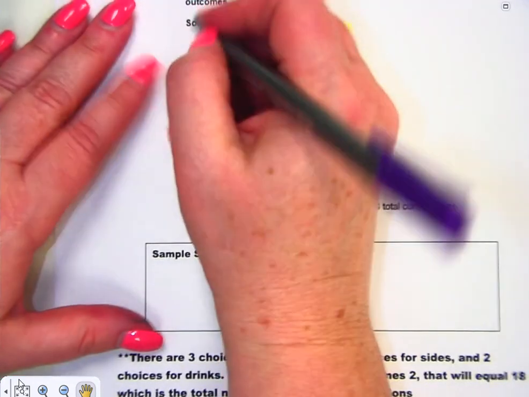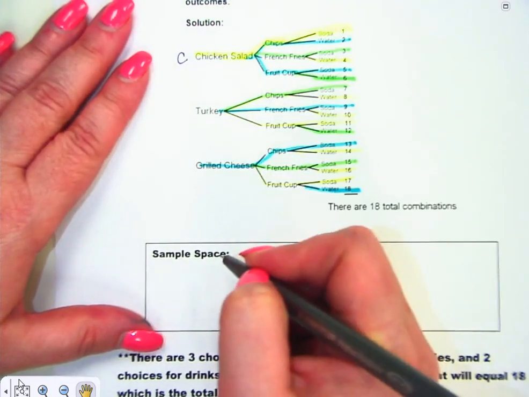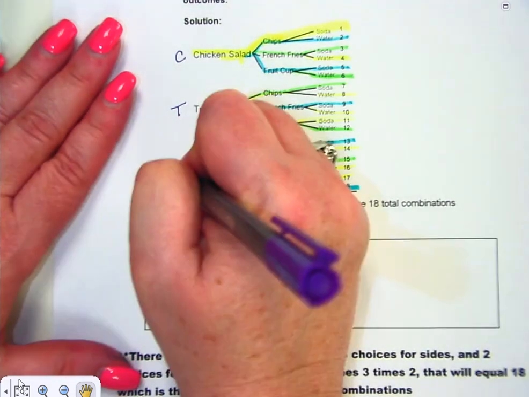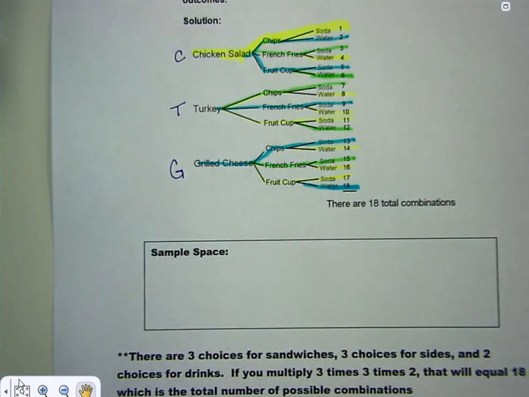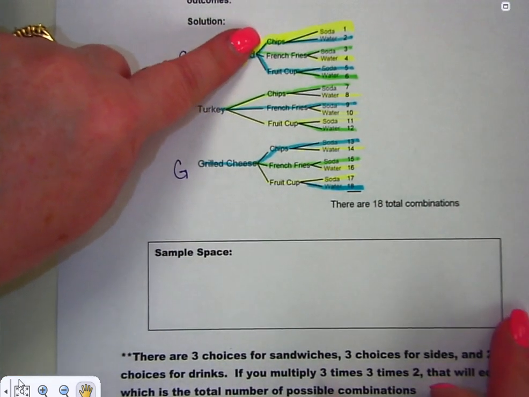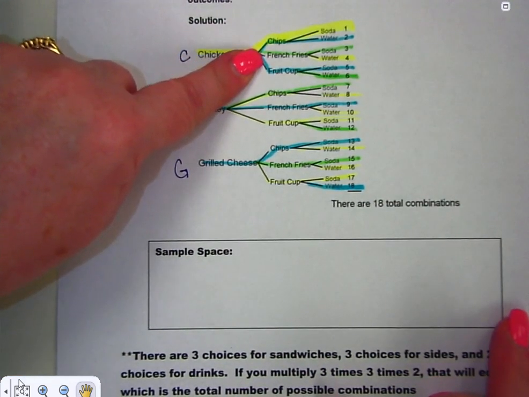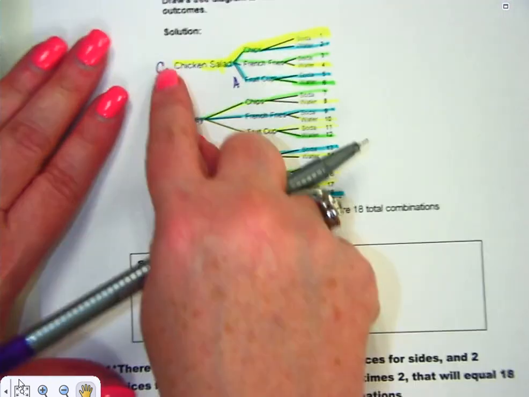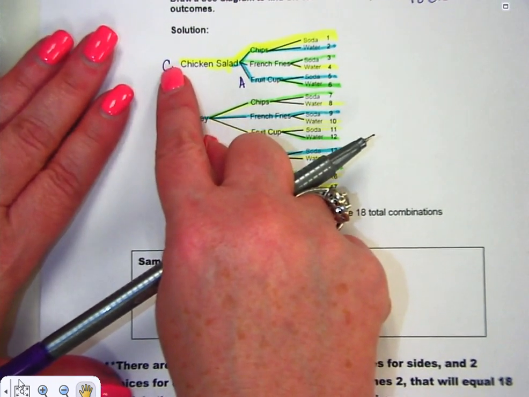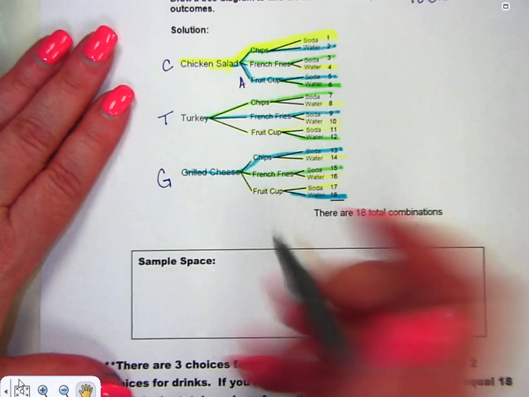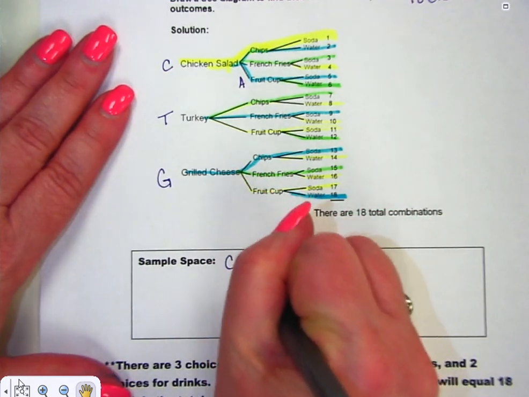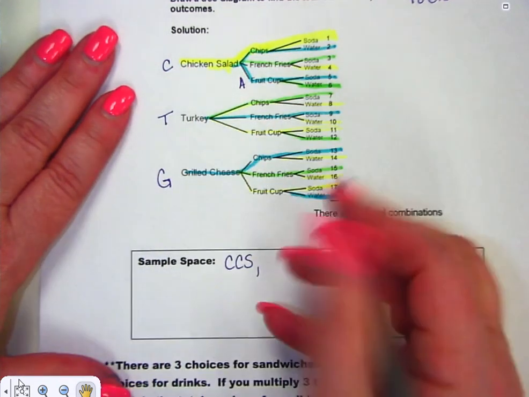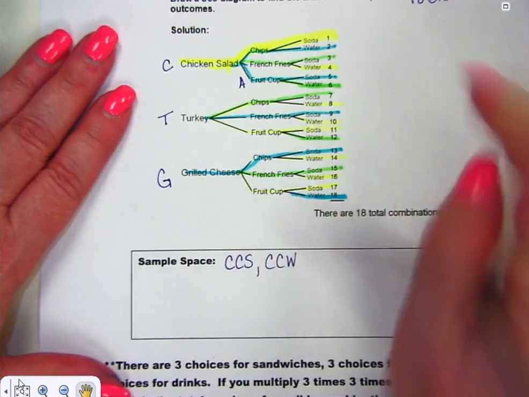So we're going to use abbreviations. For chicken salad, we're going to use a C. For turkey, we're going to use a T. For grilled cheese, we're going to use a G. And then we'll use the C for chips, F for French fries, and A for fruit cup. So we're going to list our choices. Our first one is CCS. Next, we're going to say CCW. That's these first two.